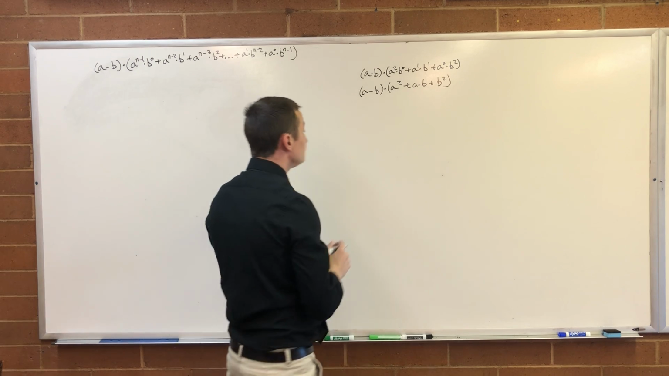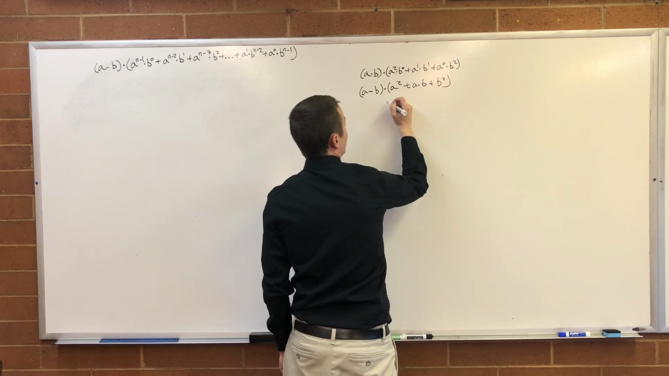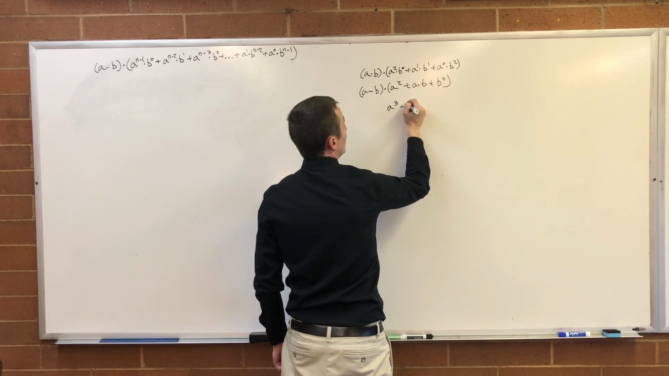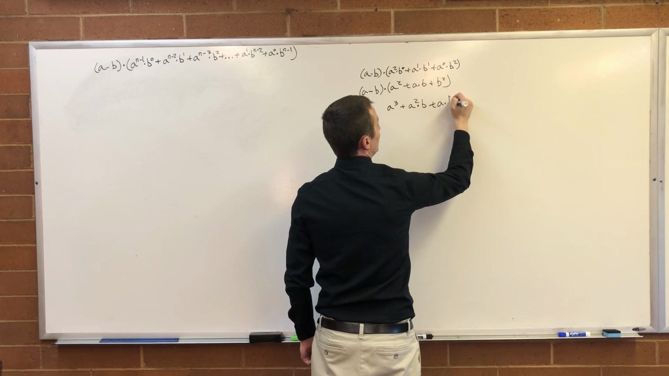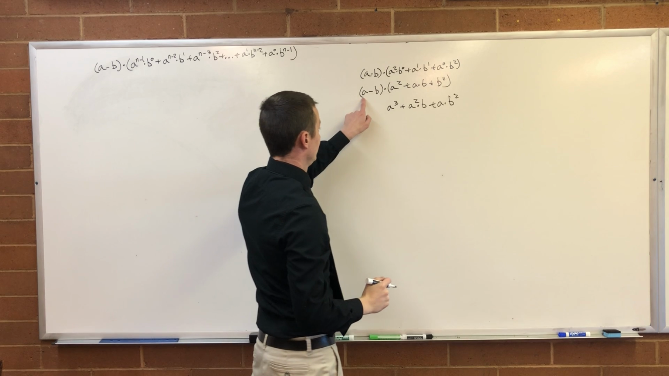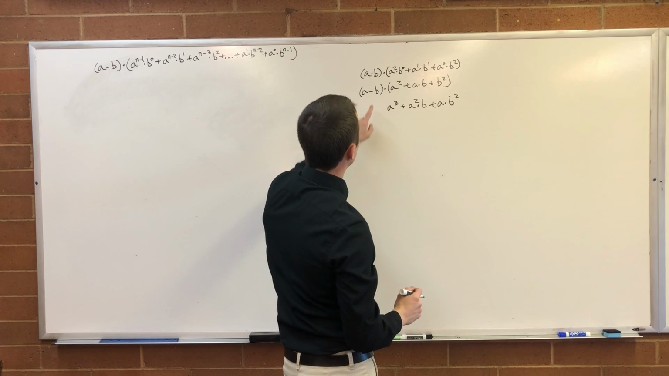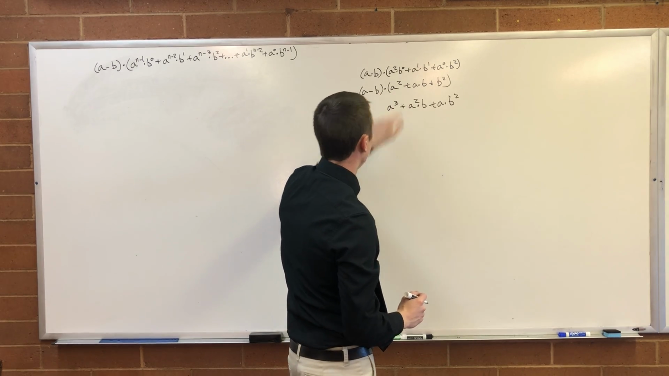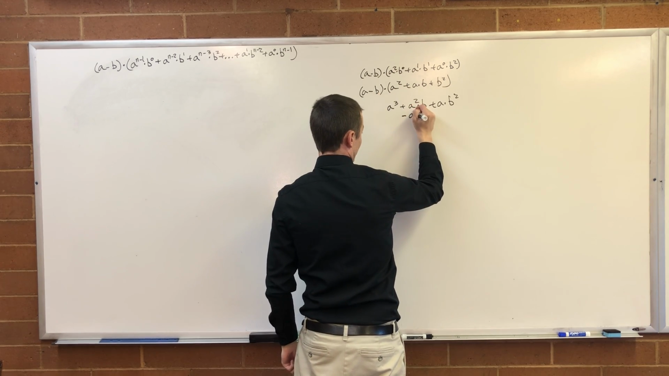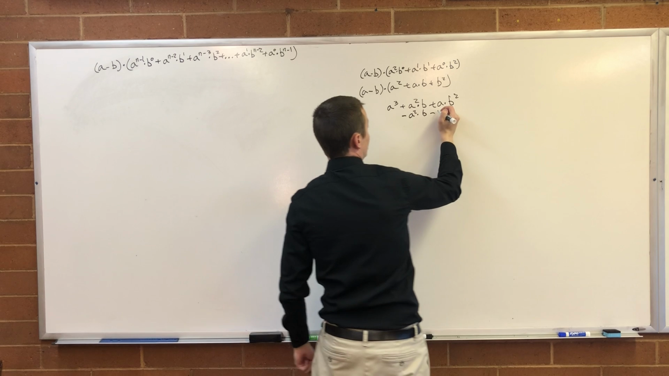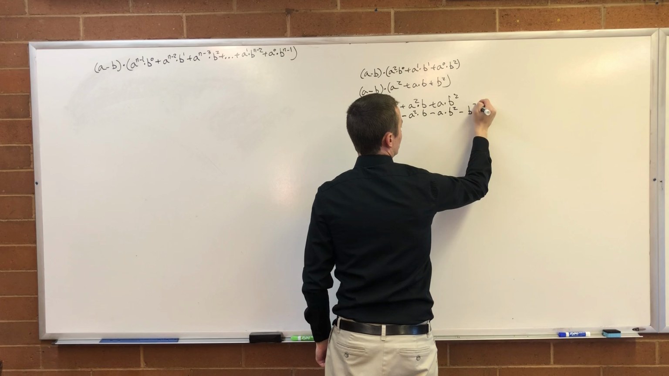Okay, so let's multiply this out. Let's distribute the a through and see what we get. When I distribute the a through, I'm going to get a cubed plus a squared times b plus a times b squared. That's distributing a all the way through that. Yeah. Now I'm going to distribute the negative b through it. When I distribute the negative b through it, negative b times a squared, I'm going to get negative a squared times b, negative a b squared, minus b cubed.